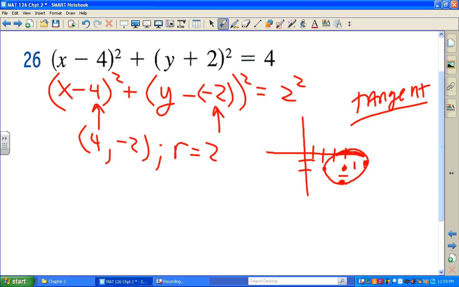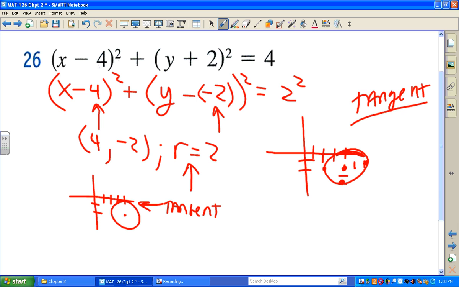Because a lot of great questions say, find the equation of a circle with the center at (4, negative 2), and tangent to the x-axis. It's another way of wording a radius of 2. Okay? So this circle is actually tangent to the x-axis if I drew it to scale. Tangent means they have one point in common. Okay? All right. So far, so good?